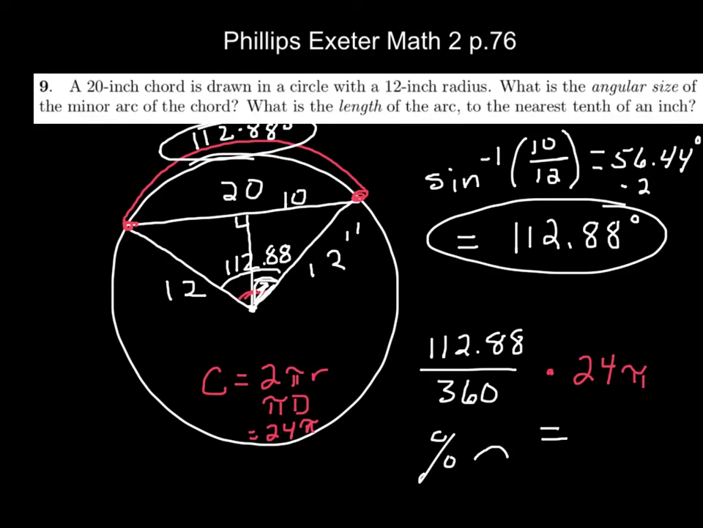And we could just leave pi like that and plug into our calculator, and we'll see what we get here, 24 pi, times 112.88 divided by 360. We get 23.6. And this is actually in inches because it's the actual length. So definitely know the difference between the length of an arc and the angular measurement of the arc. Madison. Mm-hmm. Yes, you can.